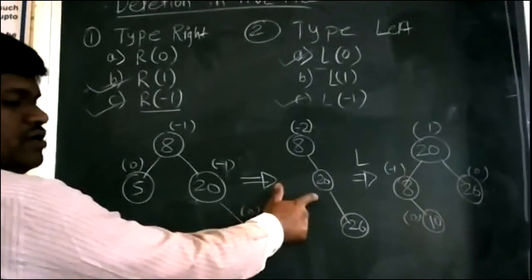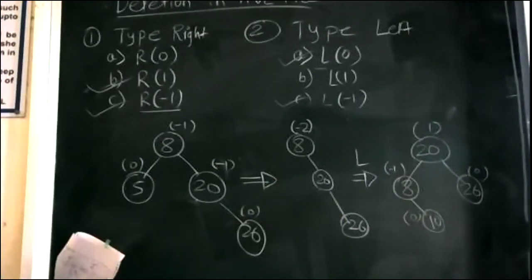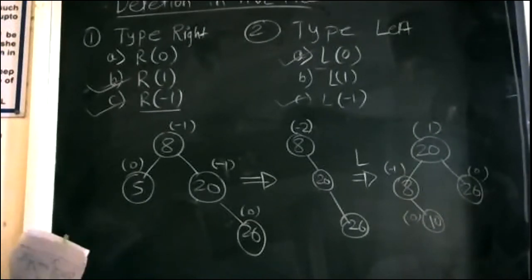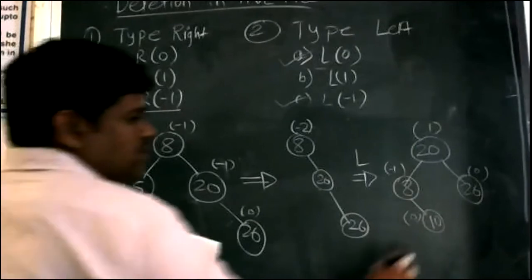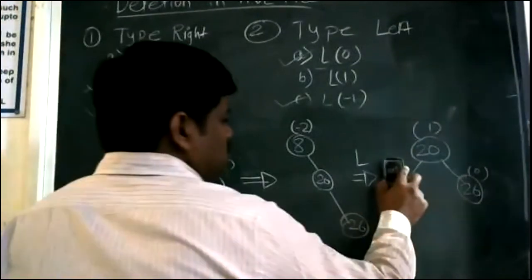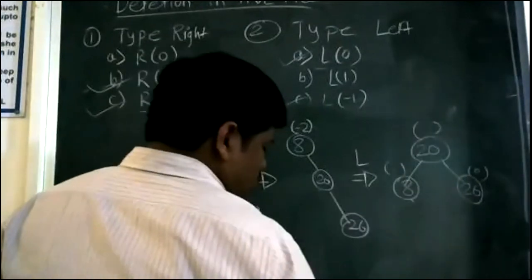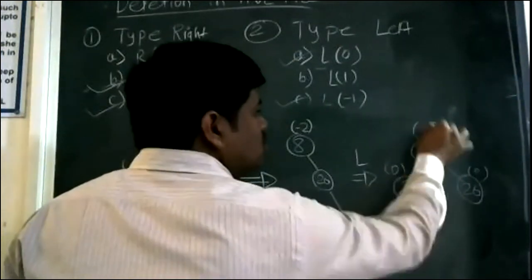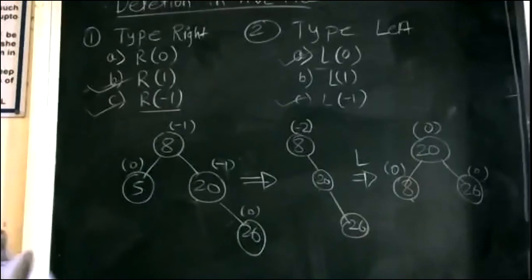Now, how to convert this tree? Which operation you need to perform here? Left operation, and here you will get the final tree like this. So 0, 0. Right.